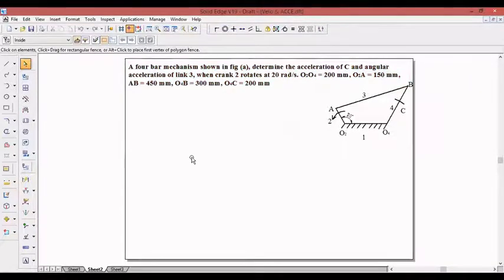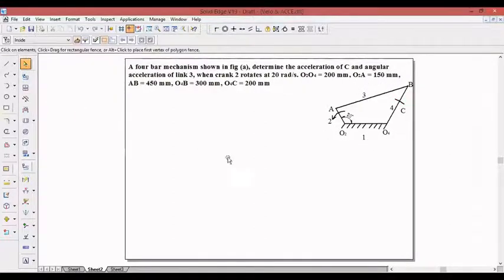A 4-bar mechanism shown in figure. Determine the acceleration of point C and angular acceleration of link 3 when crank 2 rotates at 20 radians per second. The link lengths are O2O4 is 200 millimeter, O2A is 150 millimeter, AB is 450 millimeter, O4B is 300 millimeter, and the distance from O4 to C is 200 millimeter. And this rough diagram is given in the problem itself.